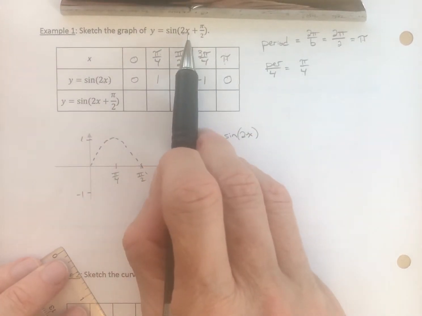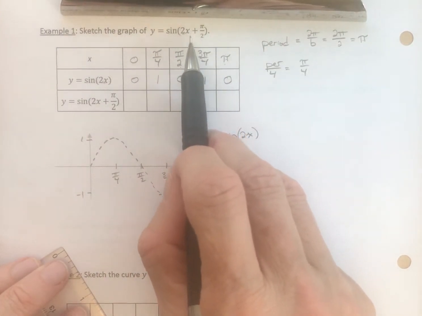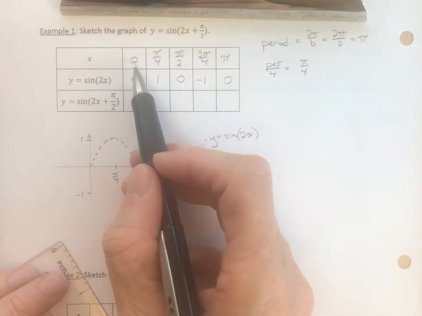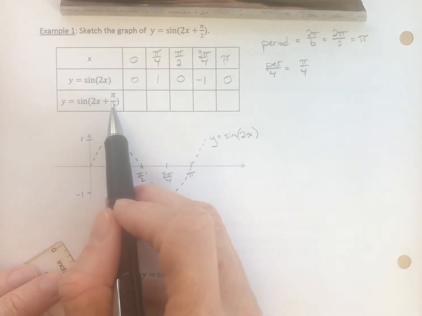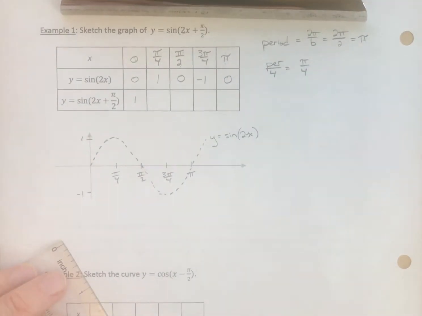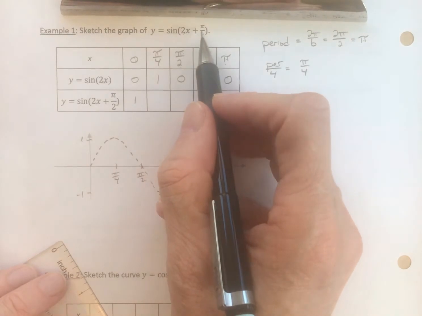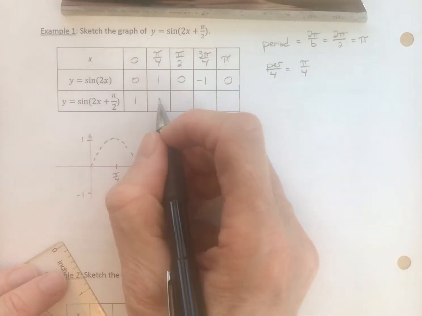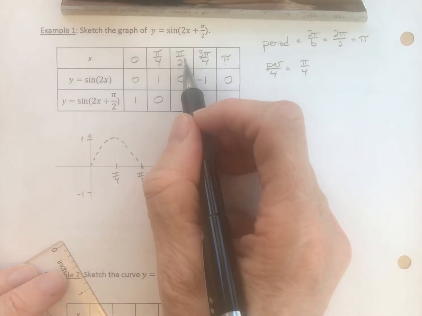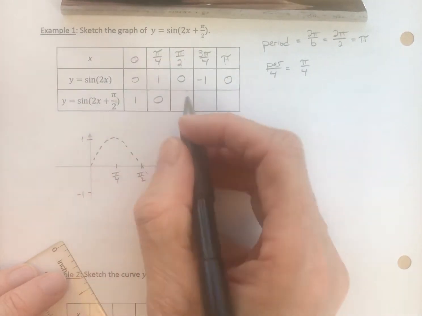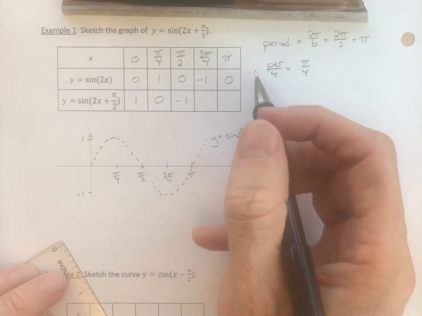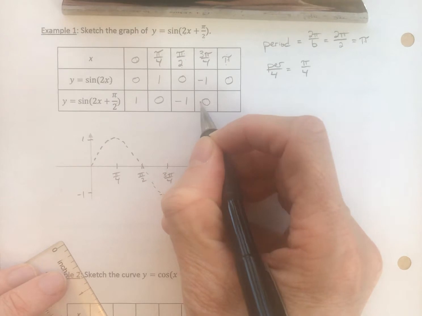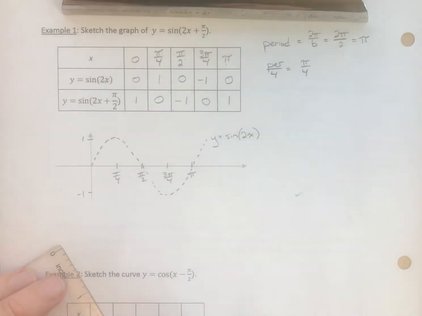This function, the sine of 2x, when we put on this extra pi over 2. Okay, so if we add pi over 2 to it, when 0 goes in, what's the value coming out of this? Well, it's 1. When we put pi over 4 into this function and we do the math, out comes 0. When we put pi over 2 into this function, we do the math, out comes negative 1. We put 3 pi over 4 into this function, do the math, 0. And then this is 1 by putting pi in there.